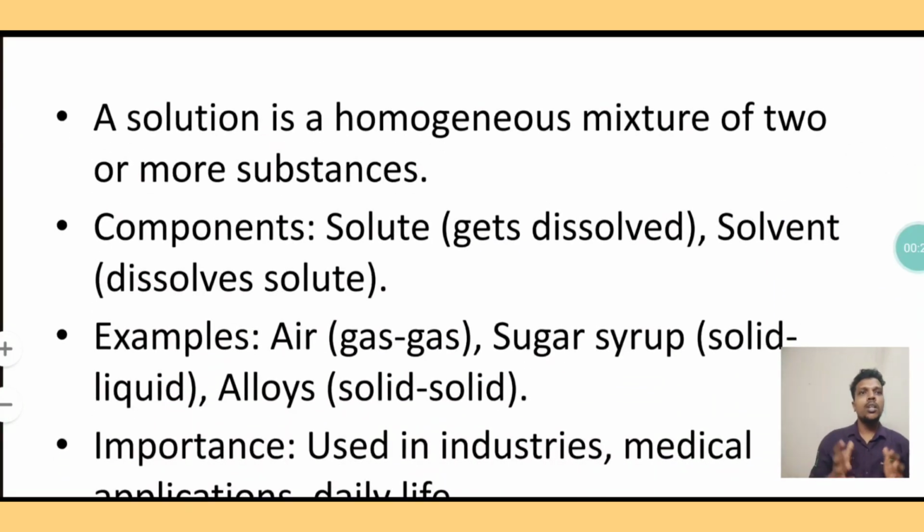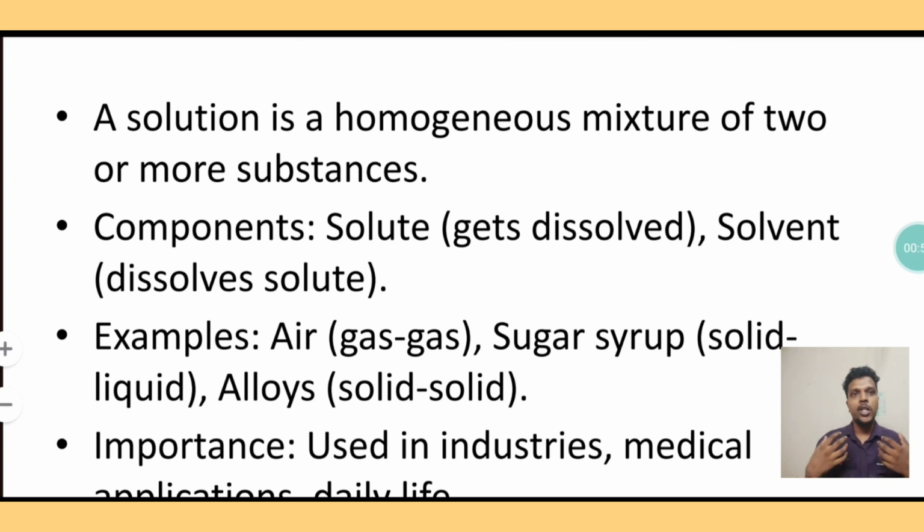First of all, we are going to discuss what a solution is. A solution is a homogeneous mixture of two or more substances. It means that a solution is just a mix of two or more substances. What are the components of a solution called? The components of a solution are solute, which gets dissolved, and solvent, which dissolves the solute.